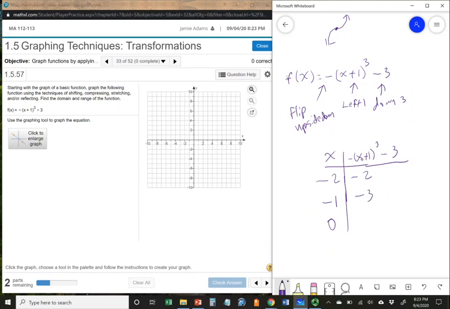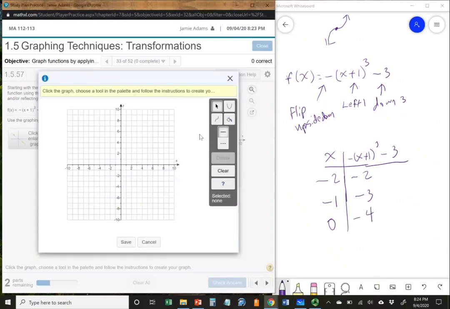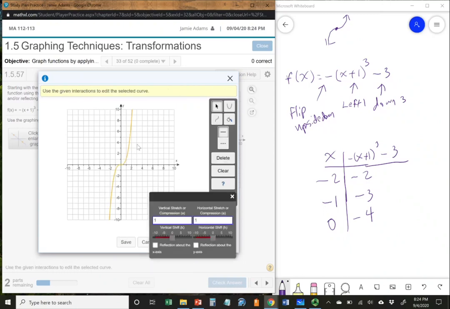Then I plug in 0. 0 plus 1 is 1. 1 cubed is 1. 1 times negative 1 is negative 1. Negative 1 minus 3 is negative 4. Now I'm going to plot this cubic function. And because of the way MyLabs graphs these cubic functions, I won't actually have to use those points that I found. But if I were graphing on paper, those points would be perfect.